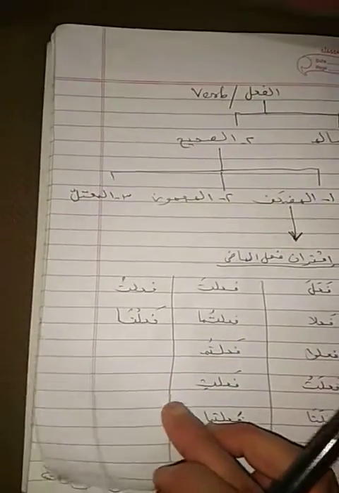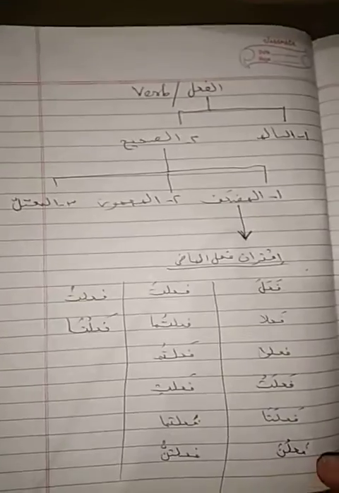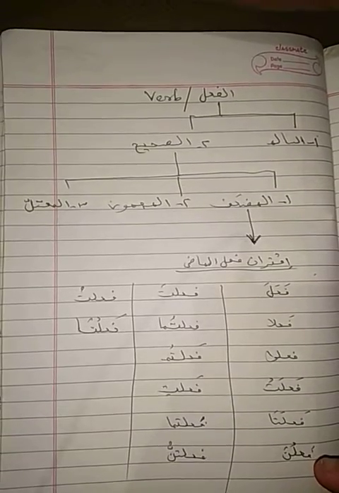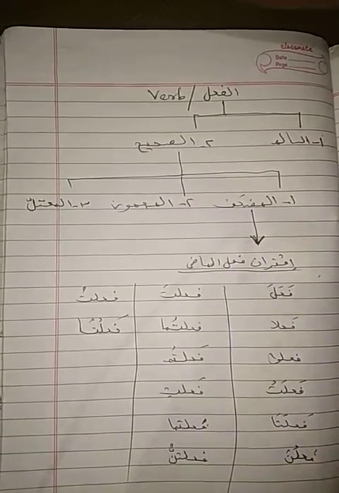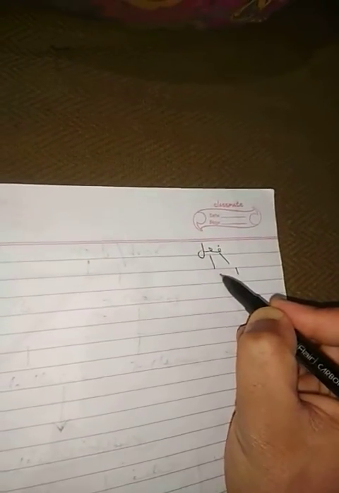كما تعلمون أن في الفعل الماضي أصل الحروف هي ثلاثة حروف، وهي فا عين لام. These three letters are known as the basic root letters in Arabic. So we have fa, letter number 1, ayn, letter number 2, and lam, letter number 3. So these are the basic or root letters in Arabic, or al-huruf al-asliyah.